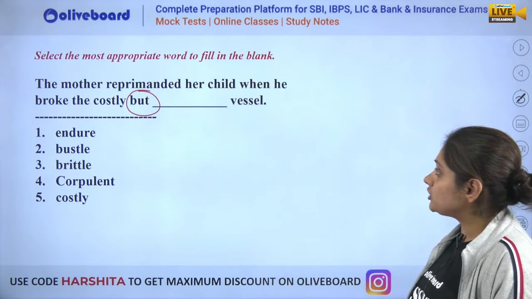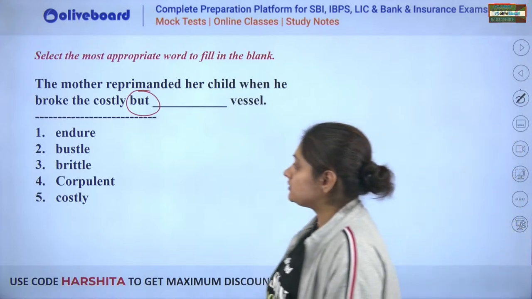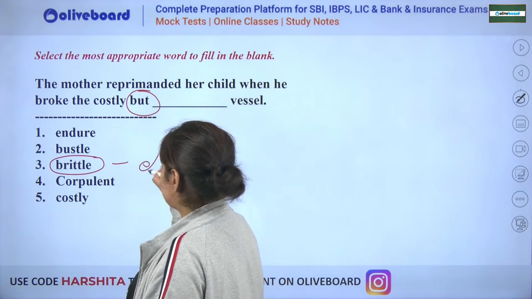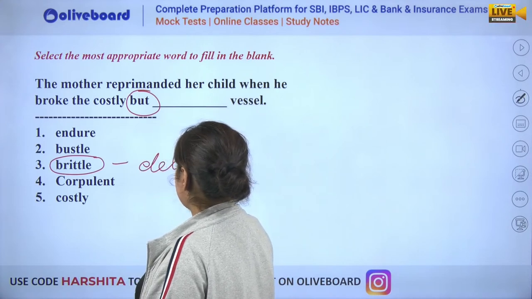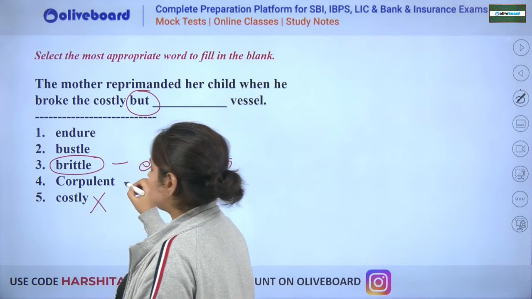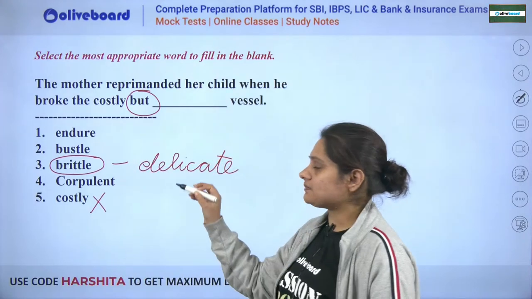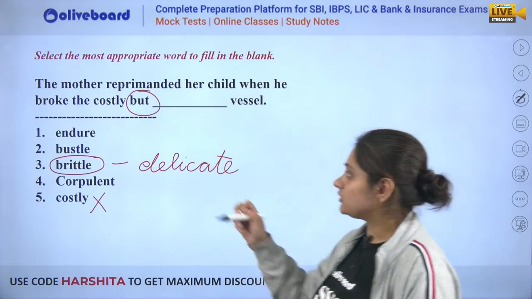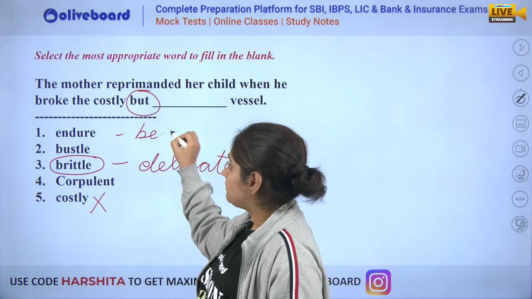So the mother scolded her child when he broke the costly but what kind of vessel? Brittle. Very, very delicate vessel. Costly but delicate. You can't put costly again. Corpulent means wealthy. Okay. Hustle, bustle. Bustle is like speed. Endure means to bear something. Okay. When you have to bear something.